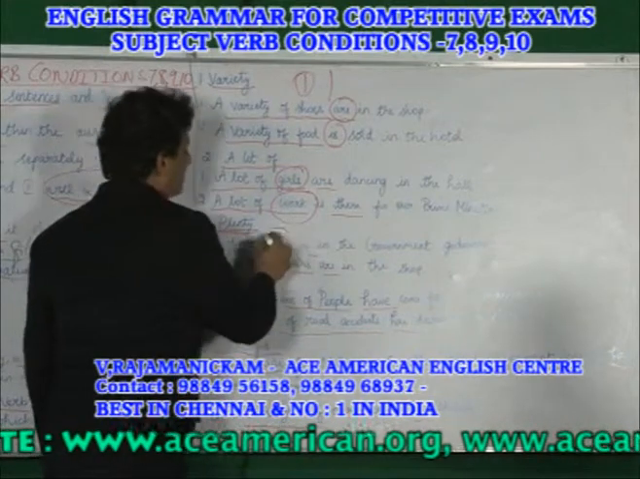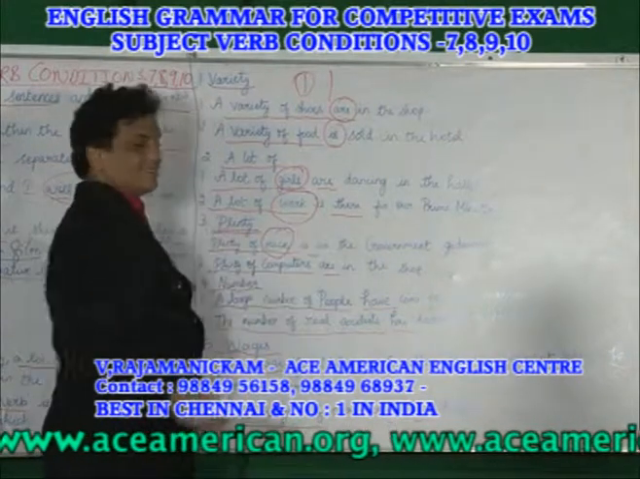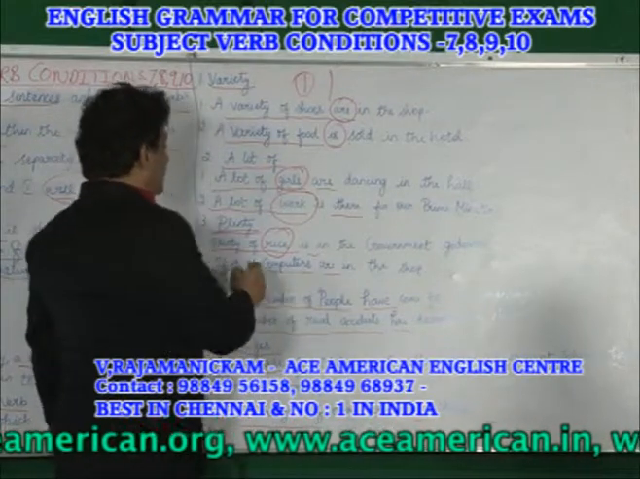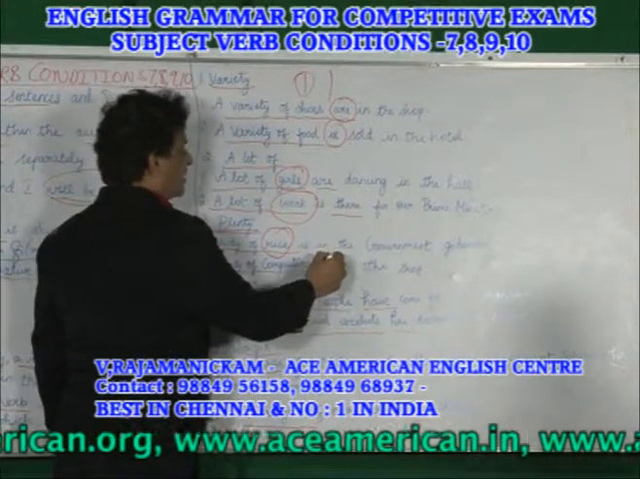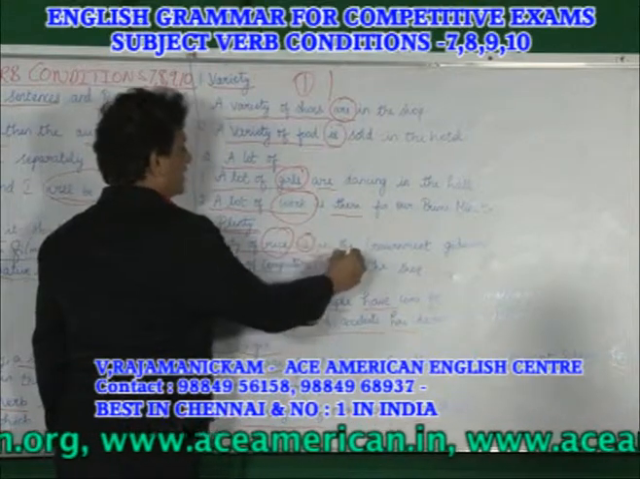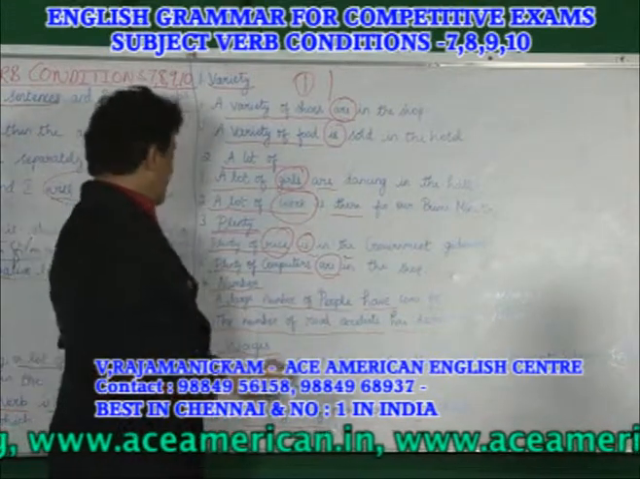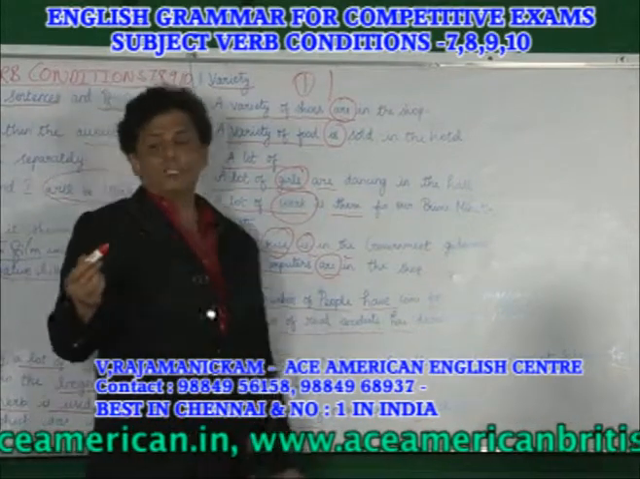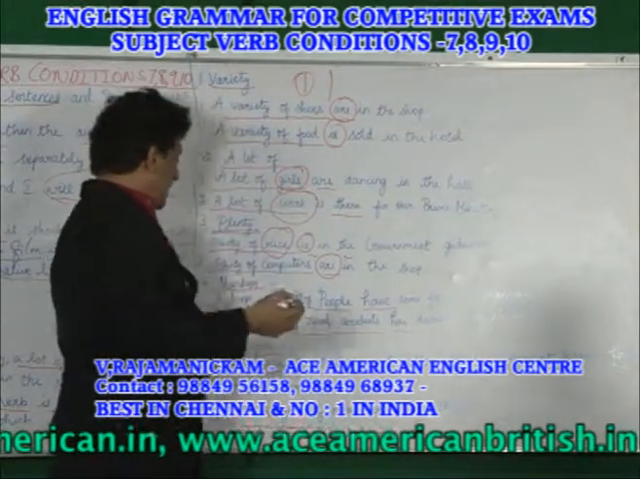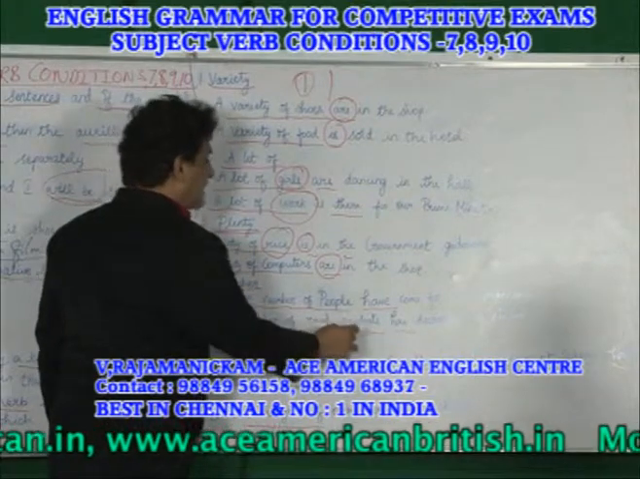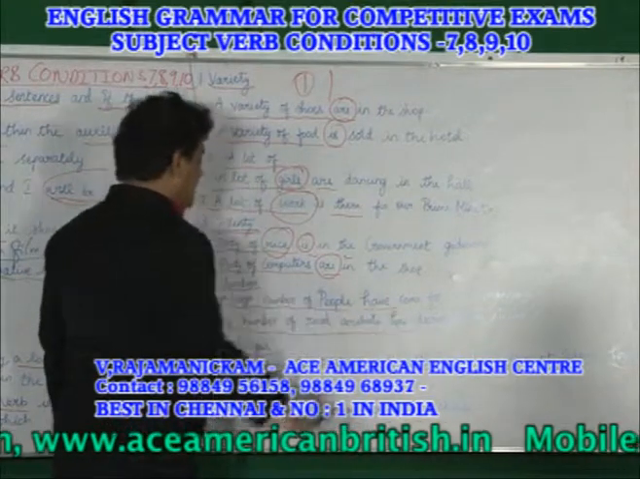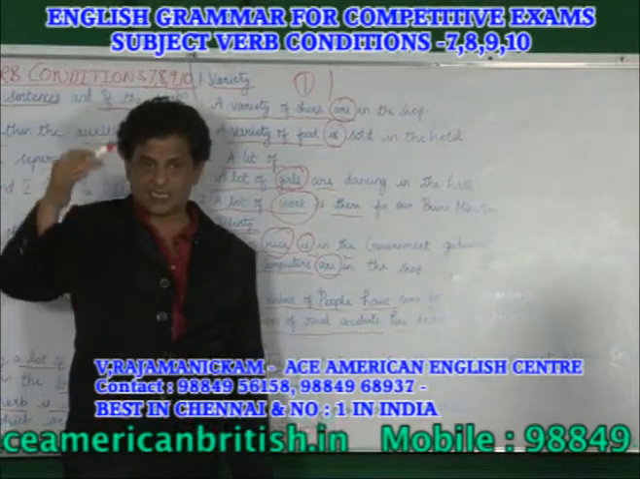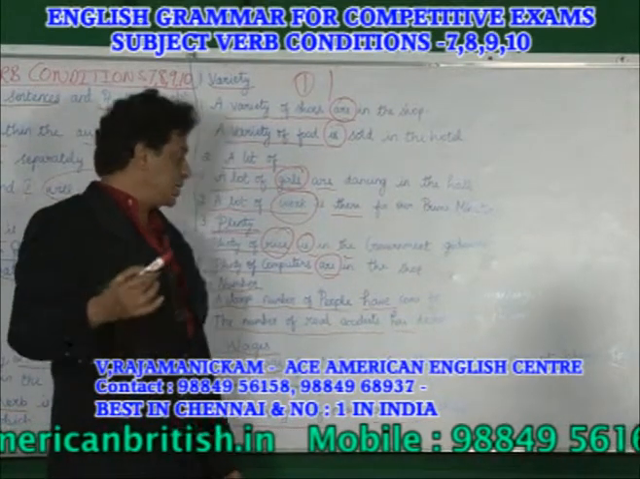Why not use plenty of rice are? Rice is also uncountable, you cannot count. So, plenty of computers are in the shop. This is correct. Why? It is countable. Number: a large number of people have come for the marriage. The number of road accidents has decreased in Chennai.